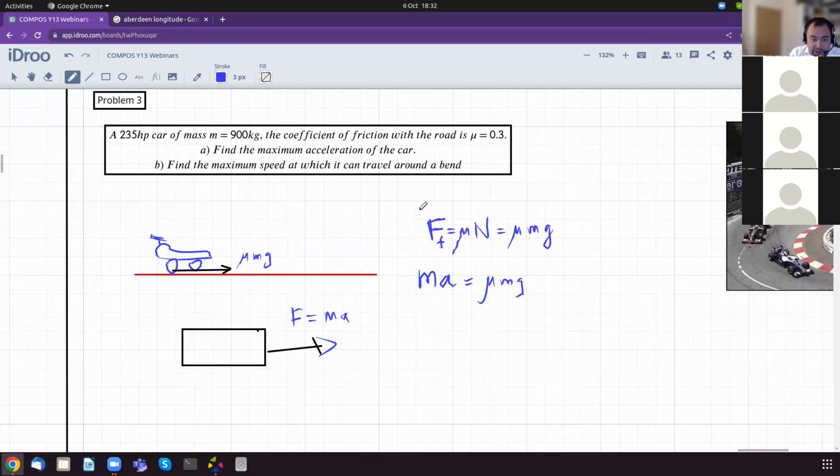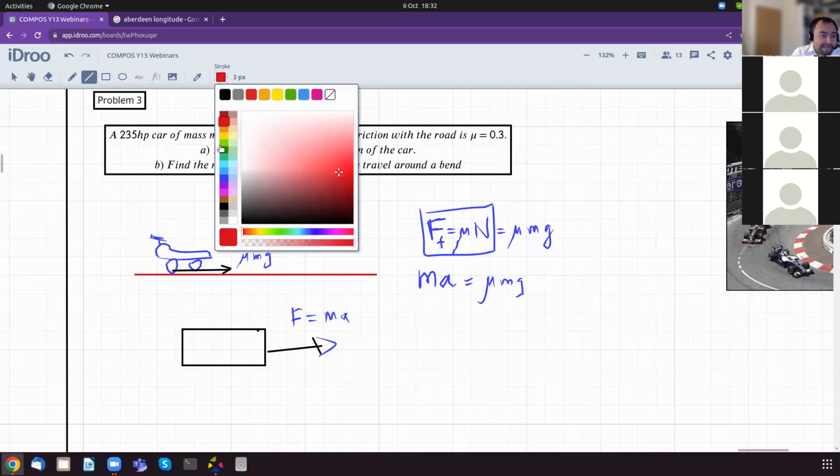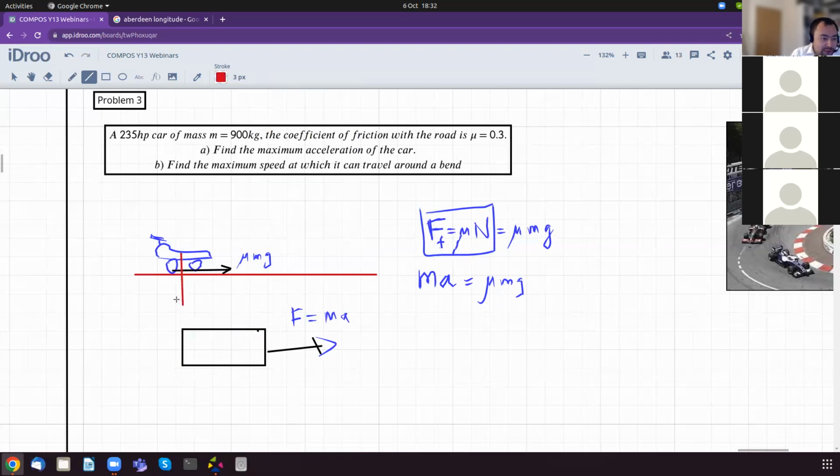And if we know that friction is mu N, and we know N is mg, because we have mg acting downwards, and we have normal reaction upwards, and this is mg, and so it becomes mu N or mu mg, and the mass cancels out. And we have acceleration of the car is equal to mu g.